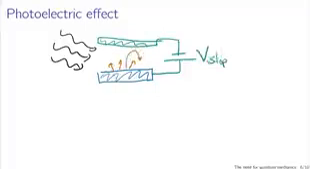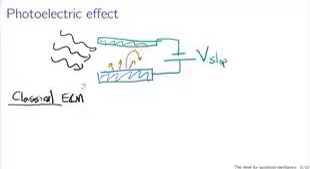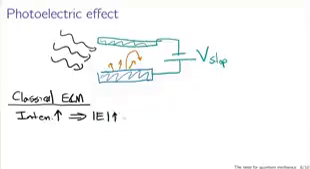Now, it turns out that what classical E&M predicts, as I mentioned, doesn't match what actually happens in reality. But let's think about what classical E&M does predict here. Well, classical electricity and magnetism says that electromagnetic waves have electric fields and magnetic fields associated with them, and these are propagating waves. If I increase the intensity of the electromagnetic wave, that means the magnitude of the electric field involved in the electromagnetic wave is going to increase.